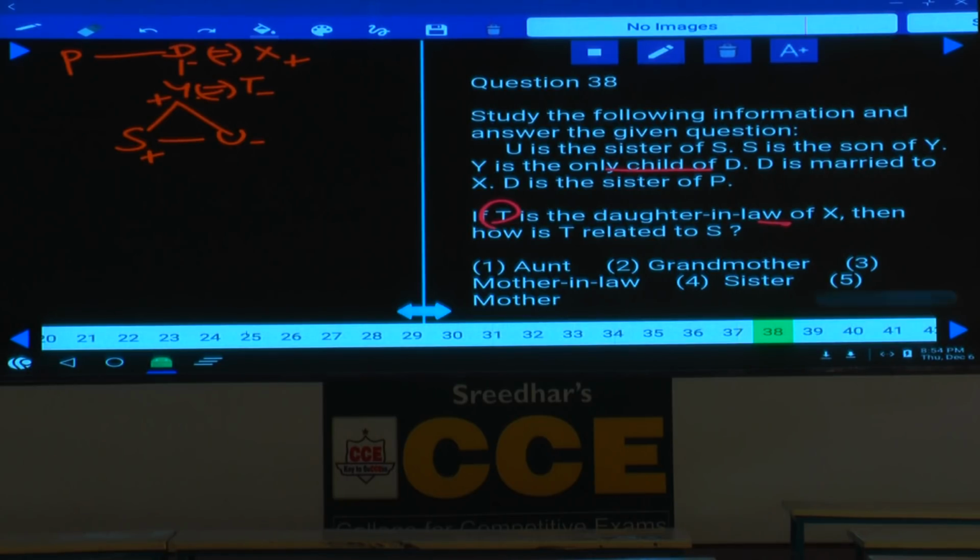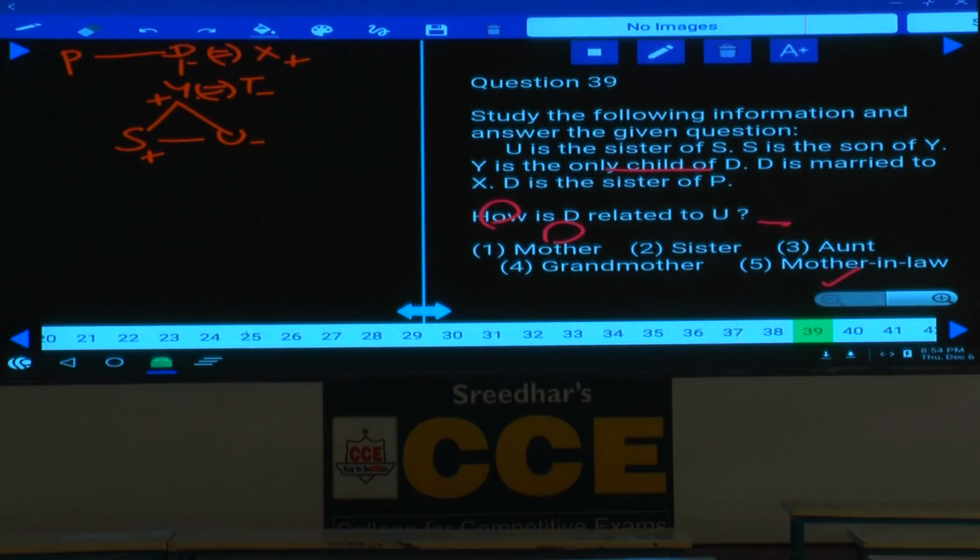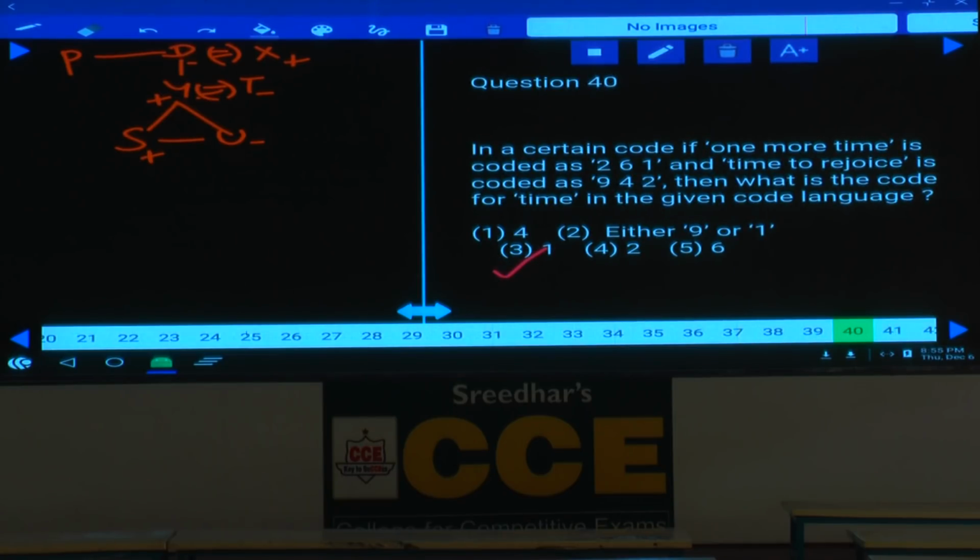T is the daughter-in-law of X, then how is T related to S? How is this T related to S here? T is the mother of S, that is choice 5. Question number 39, how is D related to U? Now U's father's parents, mother, that is grandmother, that is choice 4. Now this is about question numbers 37 to 39.